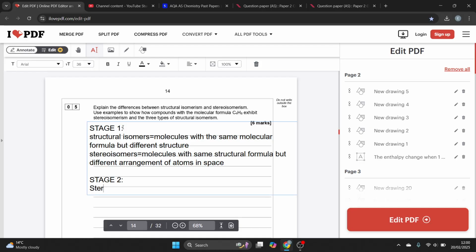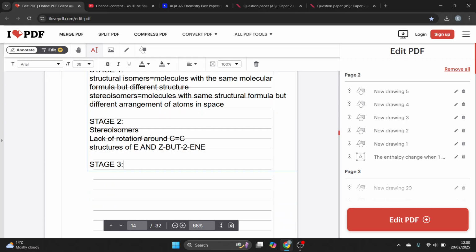So stereoisomers: lack of rotation around the carbon-carbon double bond, and then the structures of what? Well, C4H8, the structures of E and Z but-2-ene.